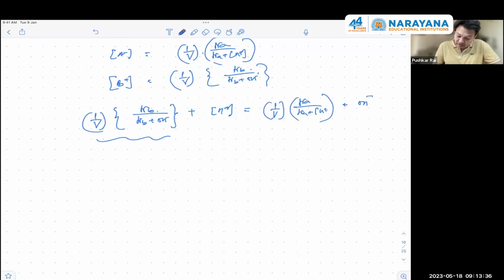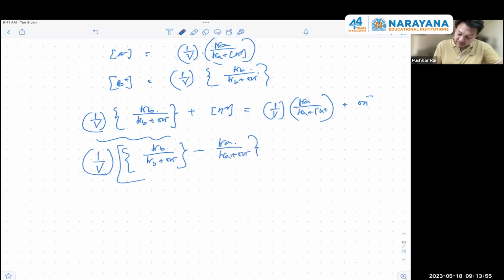So all the unknowns are now eliminated. We can simply get 1 by V and Kb upon Kb plus OH negative minus Ka upon Ka plus H plus. But I don't like this method because this is OH negative minus H positive, and you already know the value. So the only unknown is V, and you will quickly get the answer. But this is cheating, you know. I don't like this method.